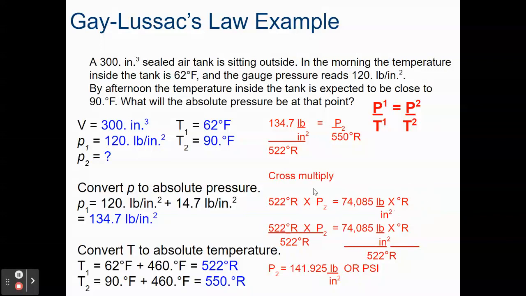Trying to solve for P2 or isolate it. It's being multiplied by 522, so we divide by 522. 522 degrees Rankine, all of that cancels. We're just left with P2. Divide the other side by 522. And let's talk units before we do our answer. Notice that degrees Rankine cancels. Our units are going to be in PSI or pounds per square inch. It's the same thing. 74,085 divided by 522 is 141.925 PSI.